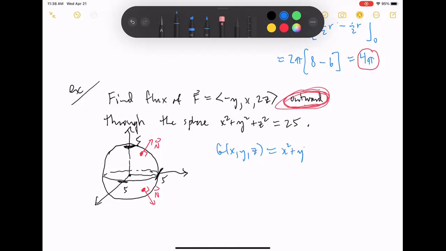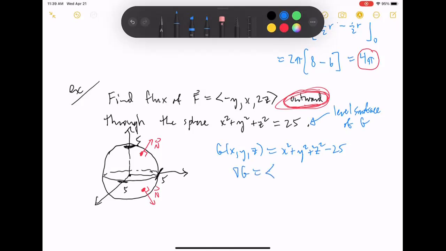I'll give you a hint. x squared plus y squared plus z squared minus 25. And what happens? You know that this sphere right here is a level surface of capital G. Therefore, the gradient of this thing will be perpendicular to that level surface, which is a good thing for us. So let's compute the gradient of this thing.